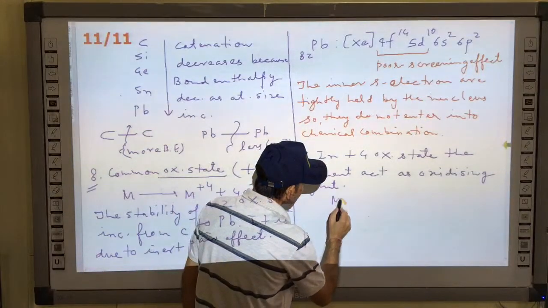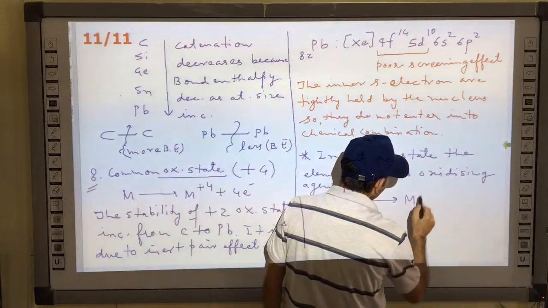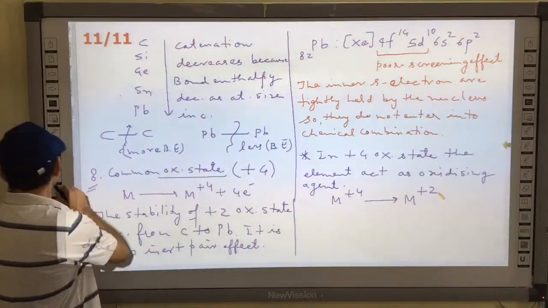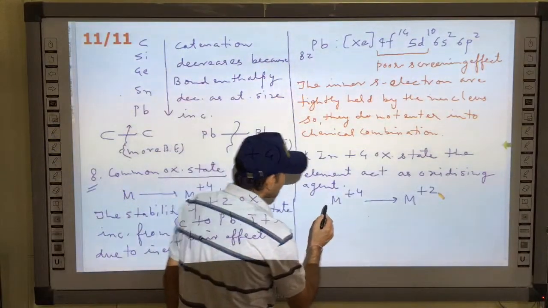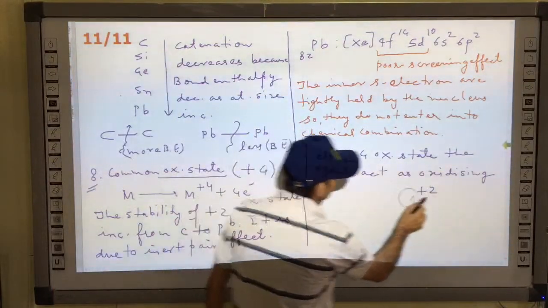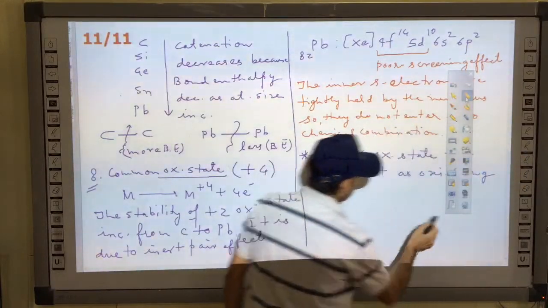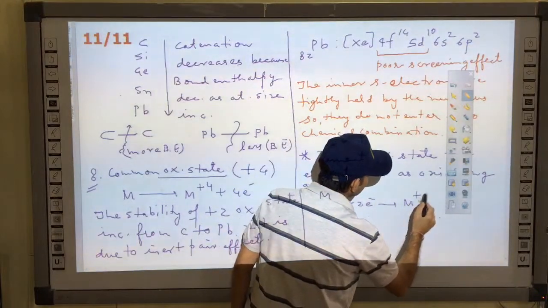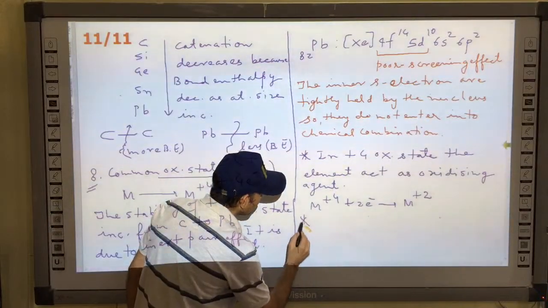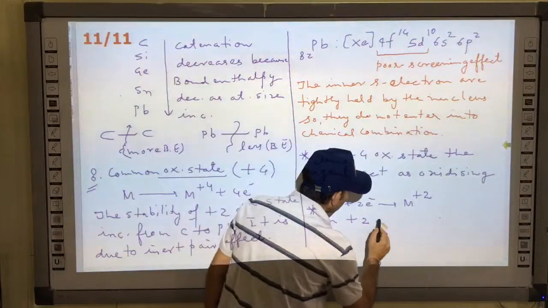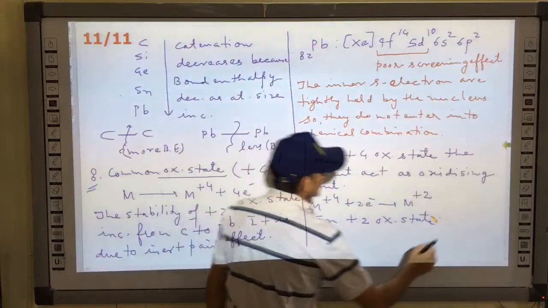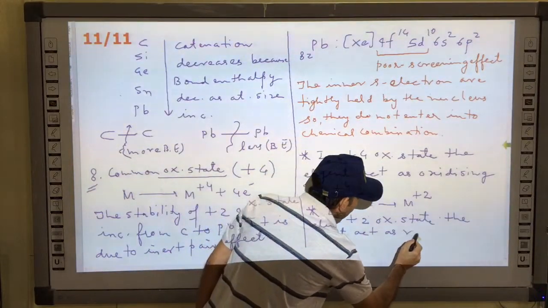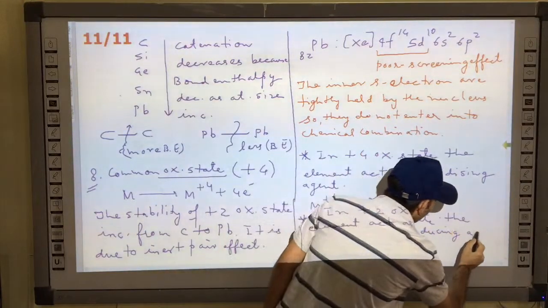It means a metal in +4 will change into +2. How is this going to happen? +4 gains 2 electrons, meaning it undergoes reduction. The simplest way to write this is M+4 gaining electrons, forming M+2. Similarly, if the element is in the +2 oxidation state, it acts as a reducing agent. Now you should be familiar with these things.